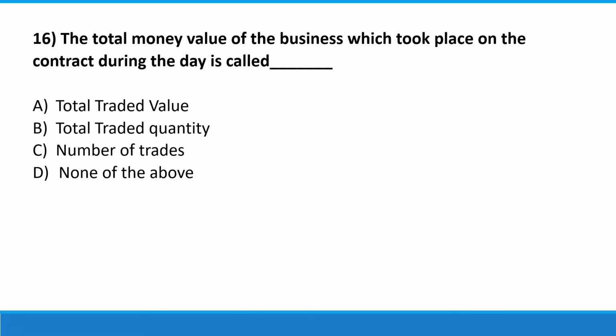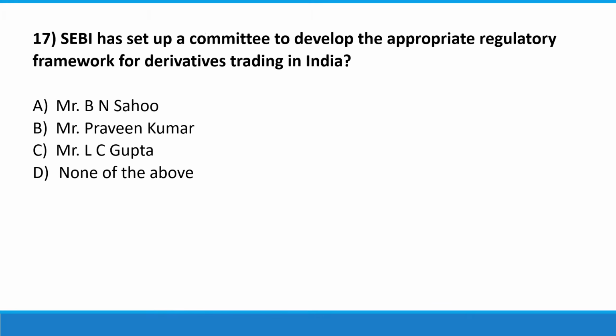The total money value of the business which took place on the contract during the day is called: option A, total traded value; option B, total traded quantity; option C, number of trades; and option D, none of the above. The correct answer is option A, total traded value. SEBI has set up a committee to develop the appropriate regulatory framework for derivatives trading in India. Option A, Mr. B.N. Sahu; option B, Mr. Praveen Kumar; option C, Mr. L.C. Gupta; and option D, none of the above.